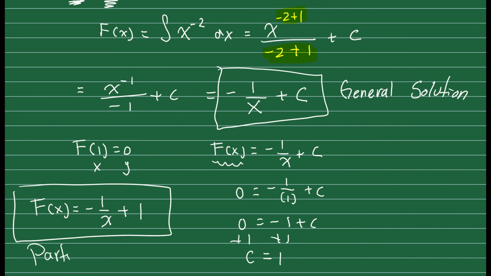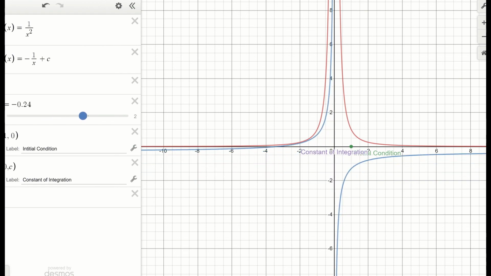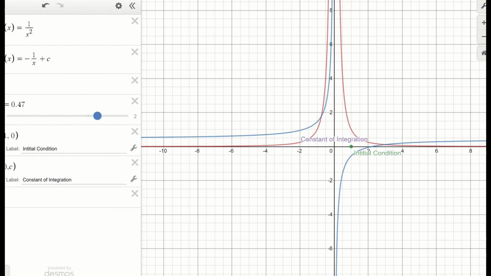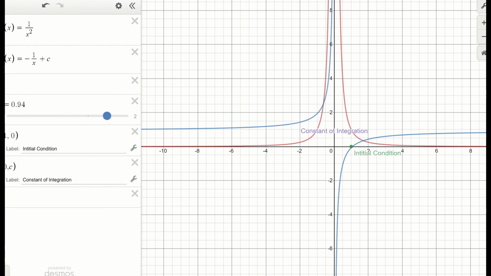That's the particular solution. All right, actually see this. What should the value of the constant of integration be on our antiderivative function to go through that initial condition? It goes right here. Ta-da! Right here, at 1.